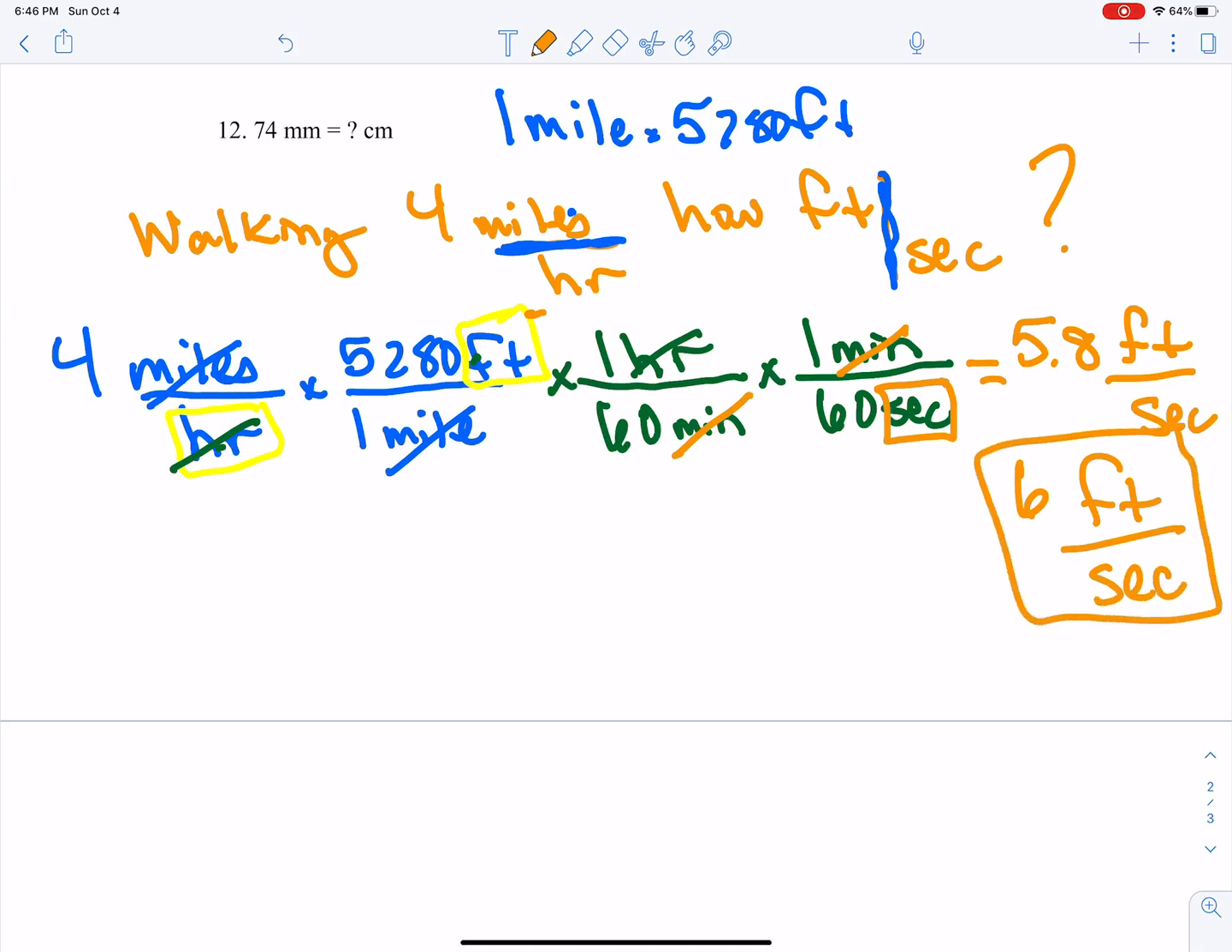So this is just a few dimensional analysis problems. We will actually practice more of them in class. So take good notes, practice this, and do your homework. And if you have any questions, we'll talk about the rest of this in class.